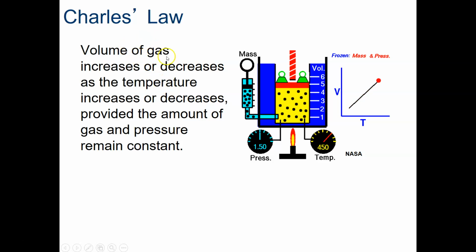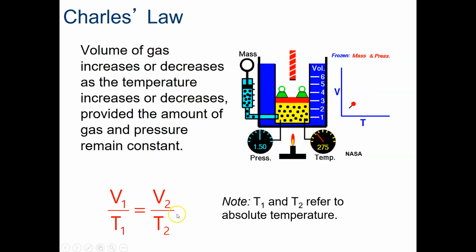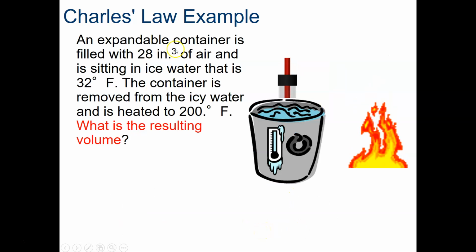All right, Charles's law deals with temperature and volume. And this just says as the temperature increases, the volume will also increase. And here is our formula for that: V1 divided by T1 will equal V2 divided by T2. And again, for our temperatures, we need to make sure that we're dealing with absolute temperature.